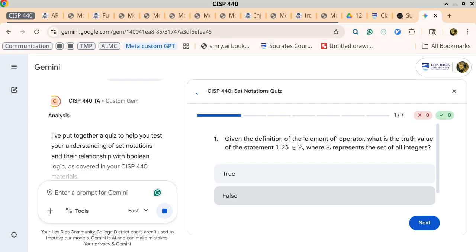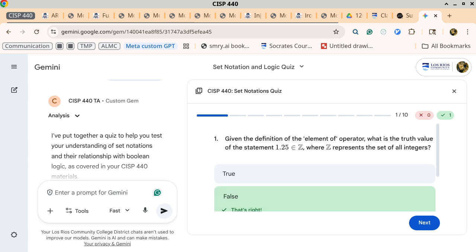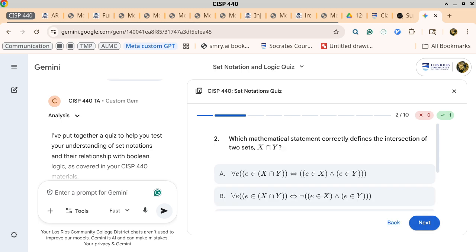You can be more specific. You can say make it really tricky, or make it easier, or increase the difficulty of the questions as the test goes along. So now we have all of these questions. Given the definition of the element of operator, what is the truth value of 1.25 being an element of Z? And the answer is false. There we go, and so on.